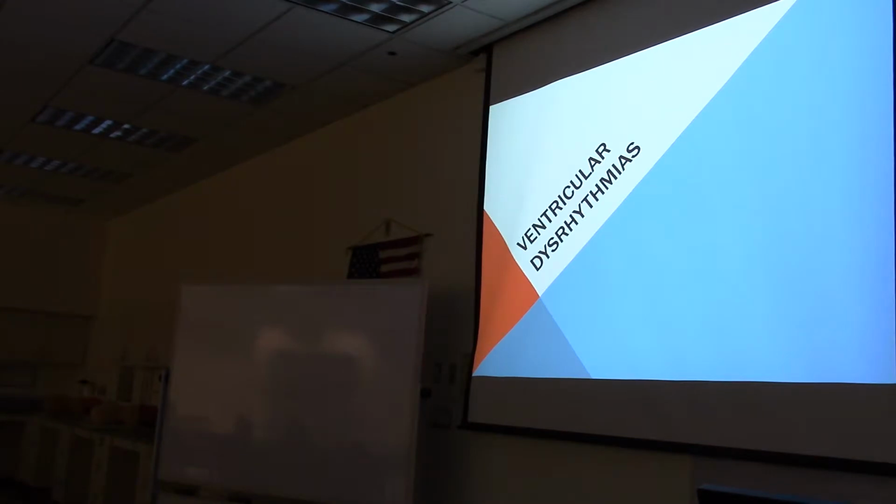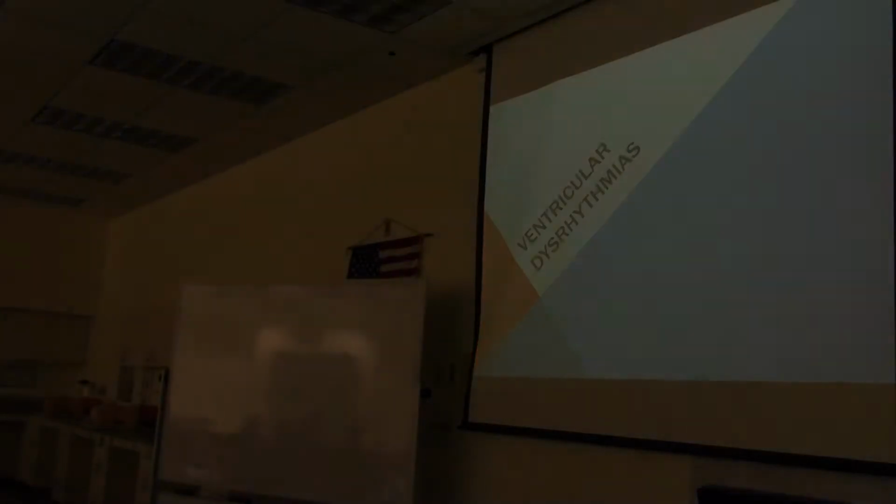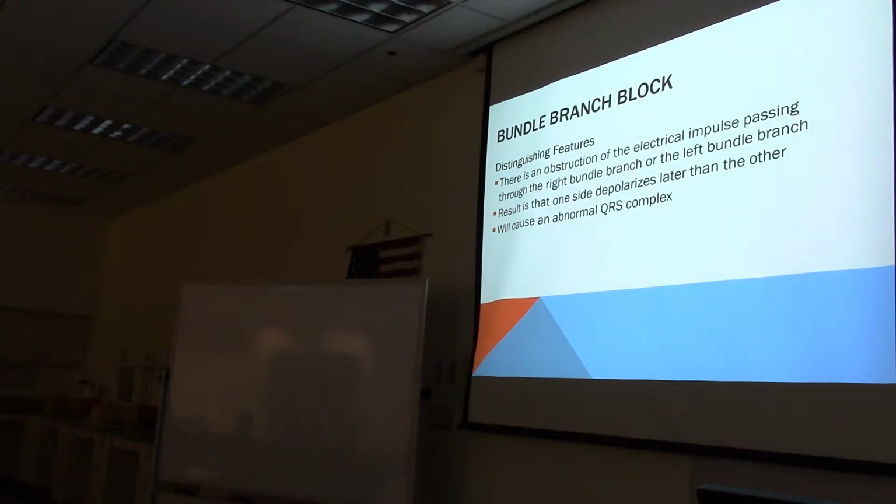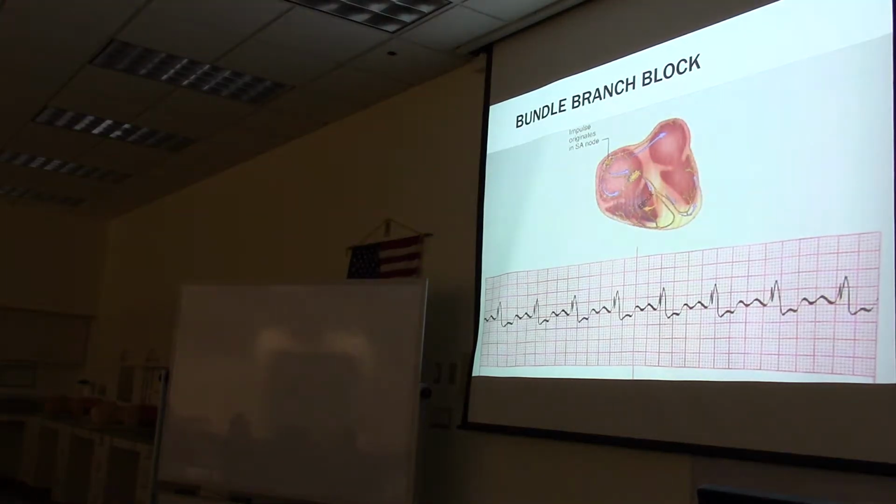Okay, now for arrhythmias or dysrhythmias that begin in the ventricles. The first one is called bundle branch block. There is an obstruction of the electrical impulse passing through the right bundle branch or the left bundle branch. The result is that one side of the heart will depolarize later than the other, and this will cause an abnormal QRS complex. So it looks like the letter M, doesn't it? And what's happening is conduction is going through one ventricle faster than the other. It's usually due to ischemic tissue.